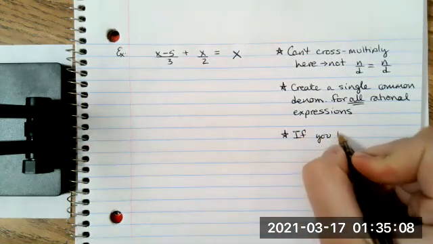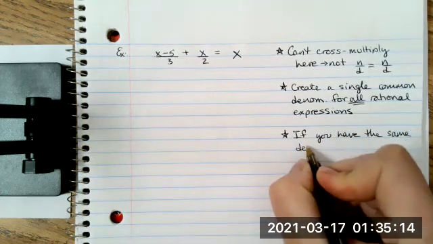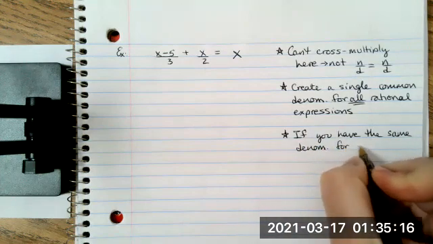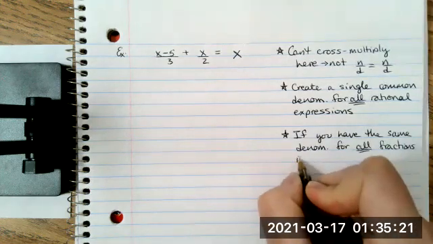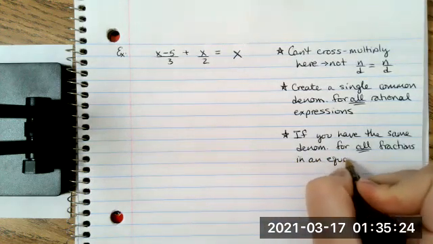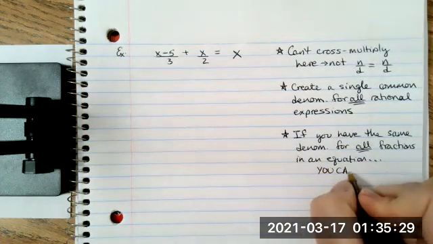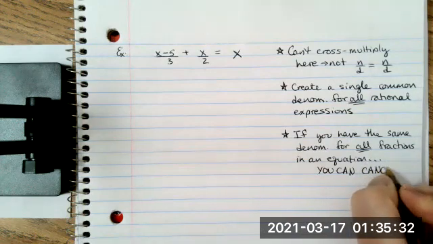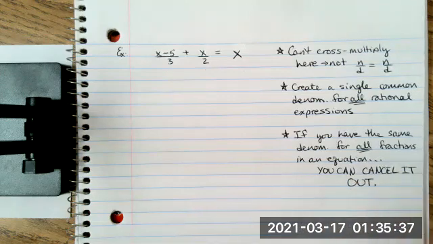If you have the same denominator for all fractions in an equation, this is my favorite part, you can cancel it out. If you can get the same denominator for all your fractions in an equation, you can cancel it out. We're going to demonstrate that.